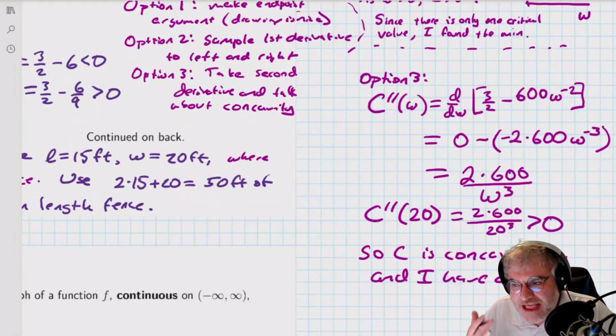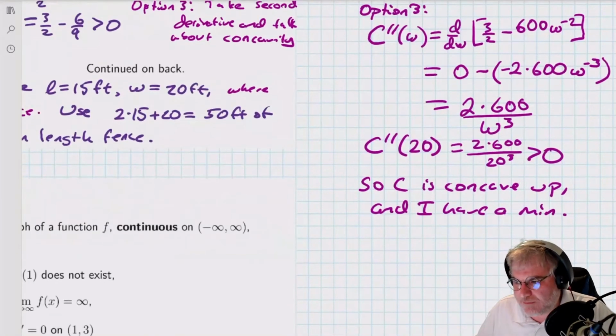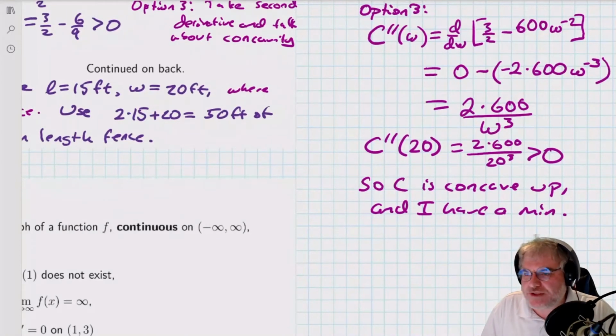Again, I don't actually care what the number is. I only care about the fact that it's bigger than 0. So I have C is concave up and I have a min. Okay? So how do we feel there about option 3?